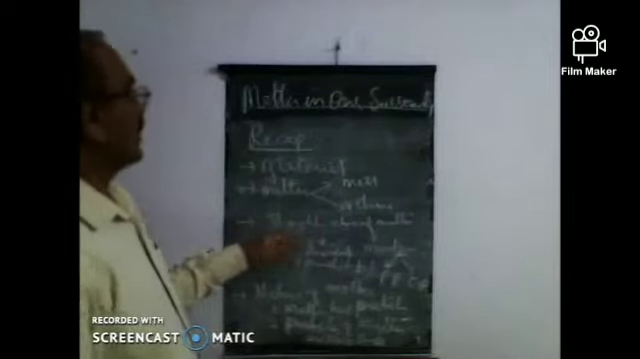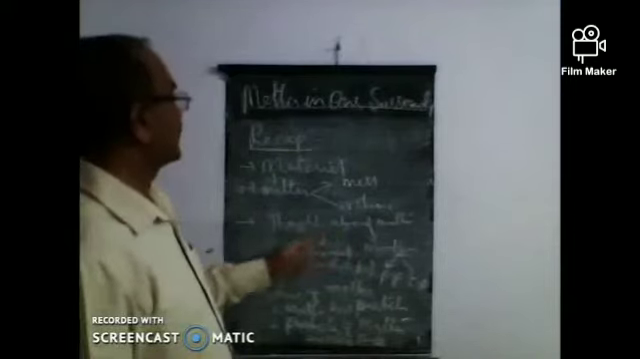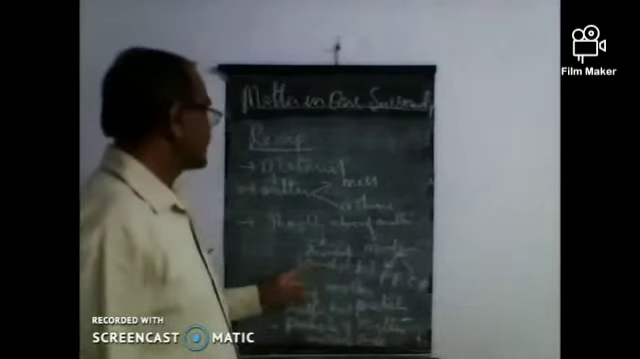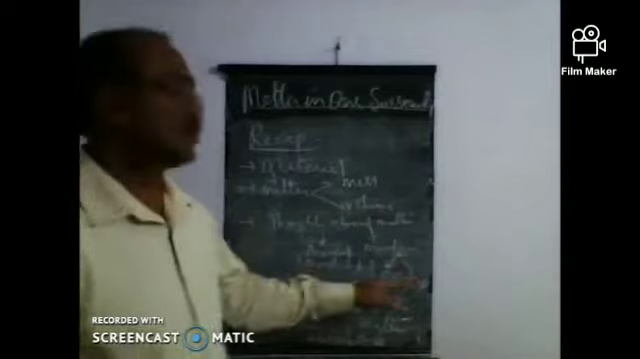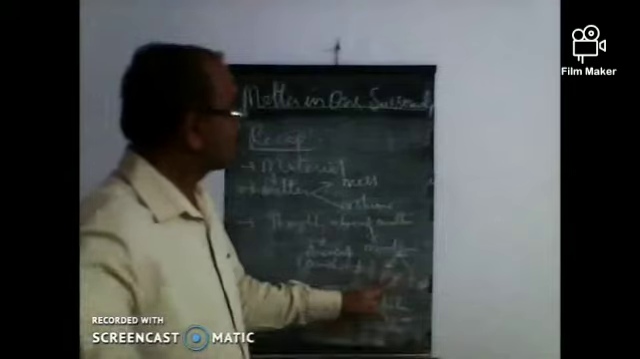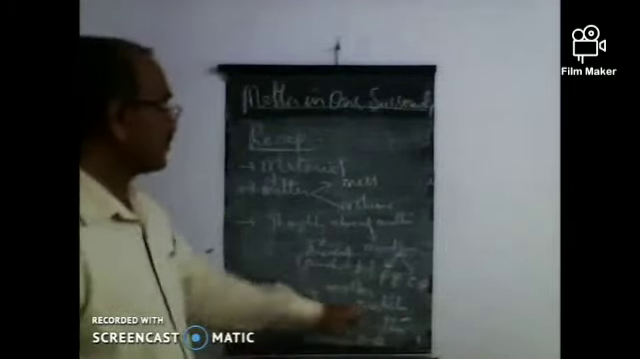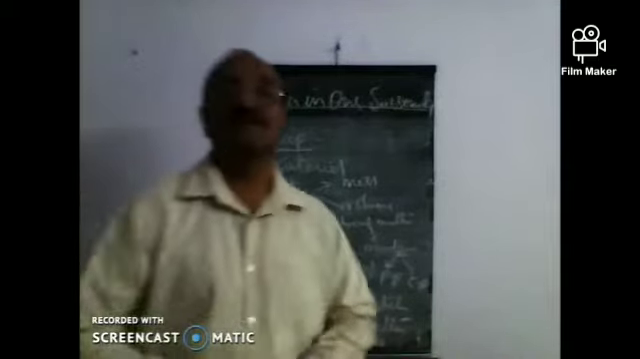The next one: what were the thoughts about matter in the past? People thought about matter in ancient and modern ways. Ancient thought states that matter is made up of pancha tattva, and modern thought explained matter in relation to physical properties and chemical properties. Then the nature of matter: matter is made up of particles, and the particles of matter are very, very small.